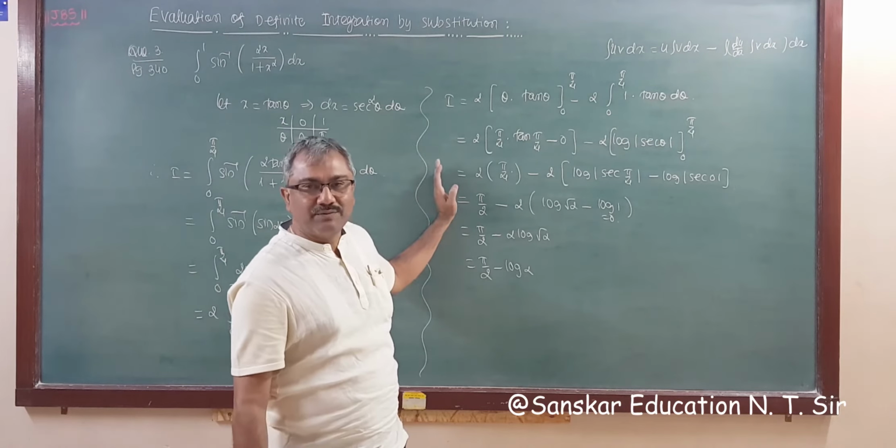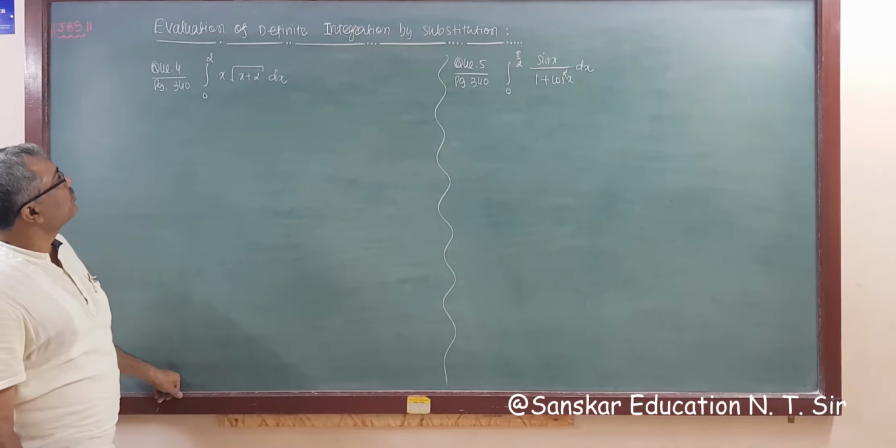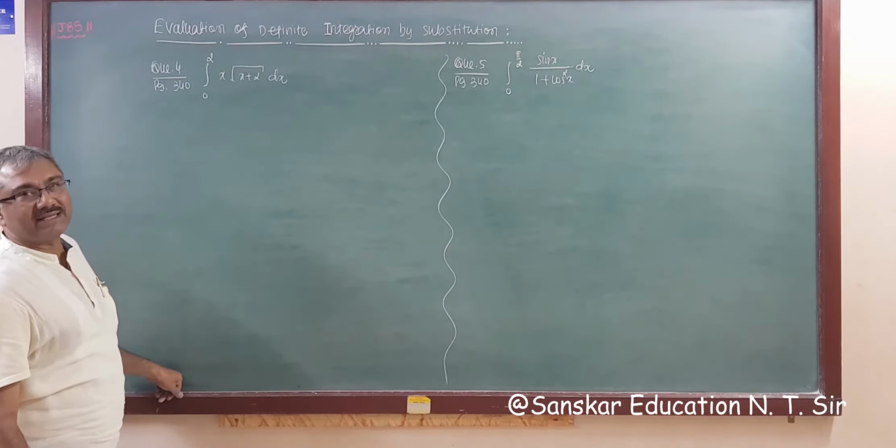So this is a nice question for 2 marks. Okay. Question number 4, page 340. Integration from 0 to 2 of x into under root x plus 2 dx.